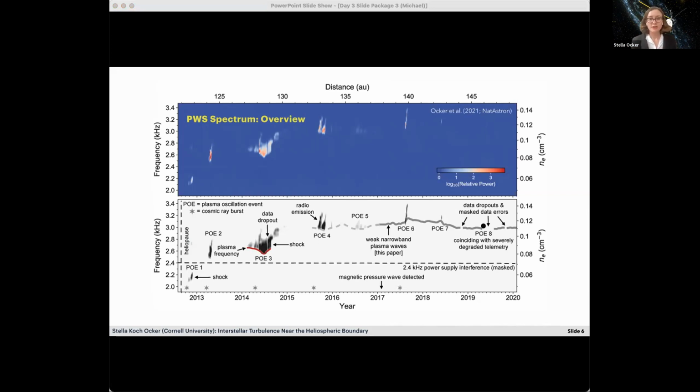Voyager 1 has relied exclusively on the fortuitous detection of these plasma oscillation events in order to infer the plasma density along its trajectory through the very local ISM. When I joined the Voyager team last year, one of my first goals was to try and extract as much density information as possible out of the PWS spectrum. So if you go to the next slide.